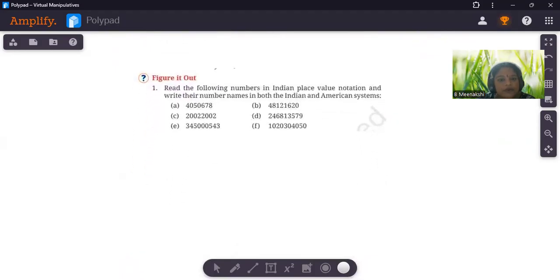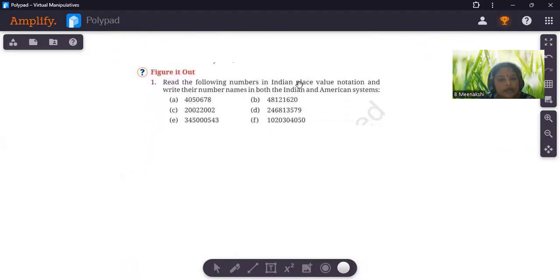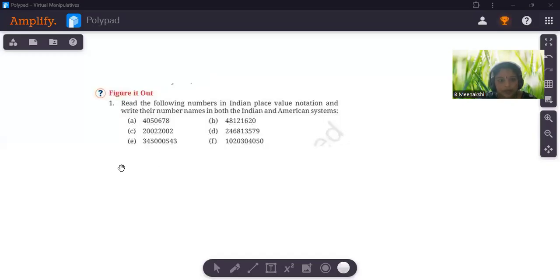Now we will see a few examples. Read the following numbers in Indian place value system notation and write the number names in both the Indian and American number systems.